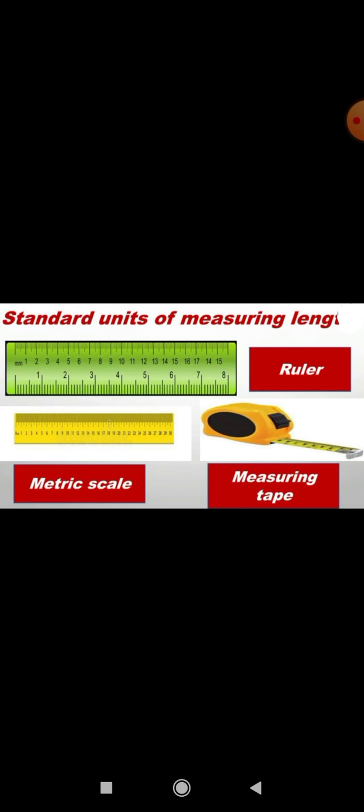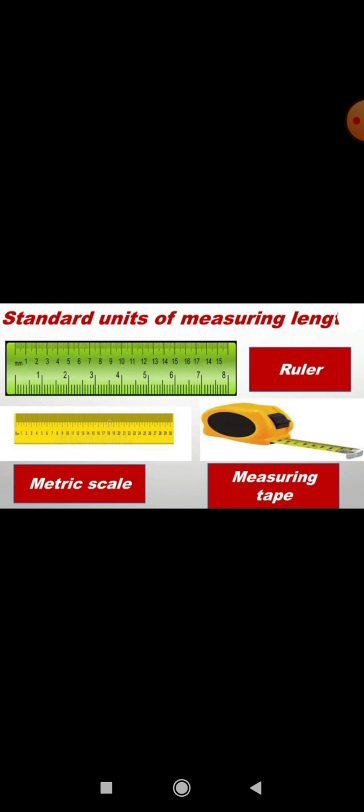We use a ruler, metric scale and measuring tape to measure length. Here the metric scale is nothing but the normal meter and centimeter scale, which is called metric measurements. So meter and centimeter are called metric measurements.